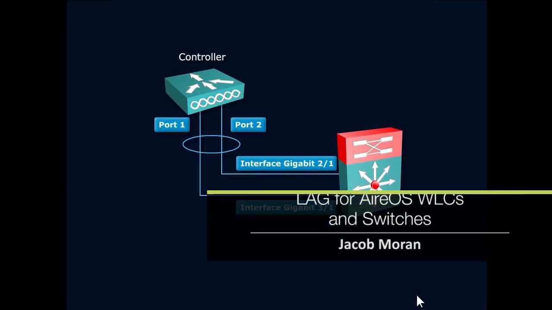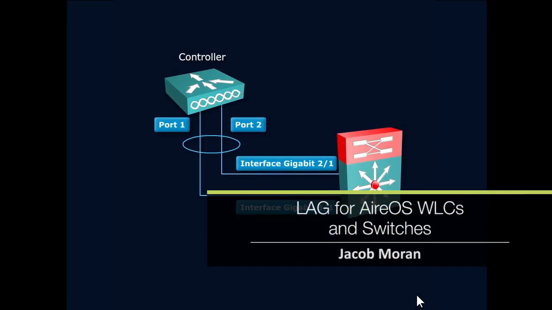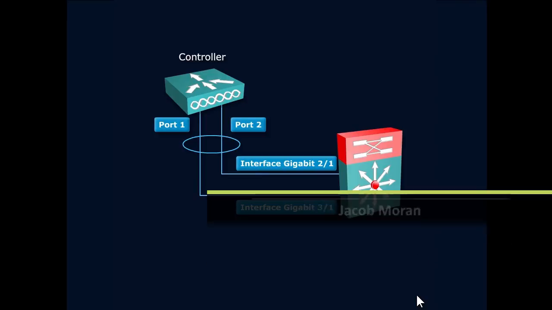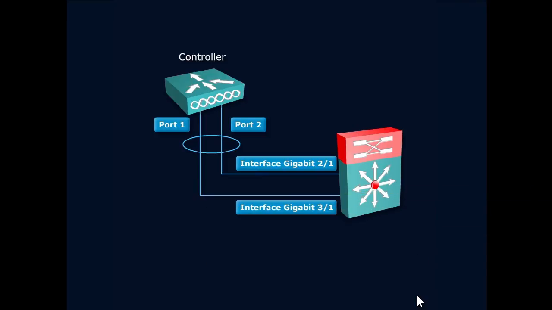Who would you rather be, Superman or one of the Three Musketeers? Sure, Superman has some pretty sweet powers, but the Three Musketeers had friends. And when it comes to our switch to wireless LAN controller configuration, friends when it comes to links are a good thing, right? Two is better than one.